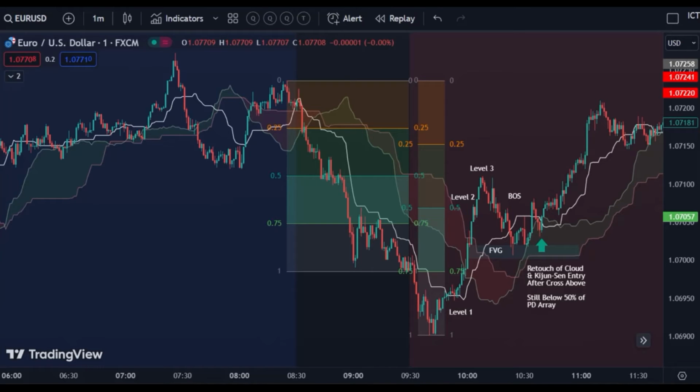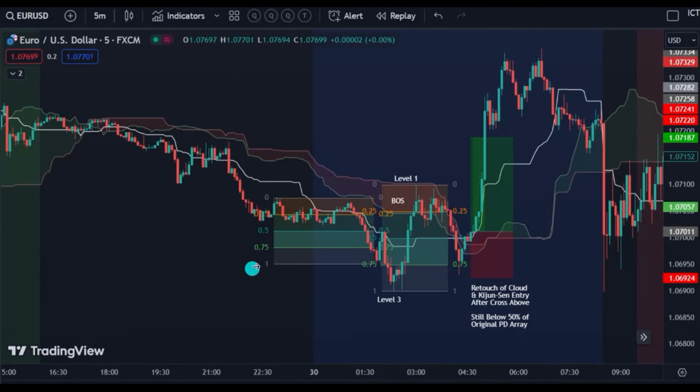Let's take a look at another example. Here we drew out our PD array before our London session. Then when London occurred, we updated our PD array.